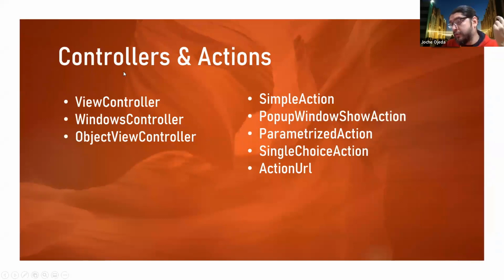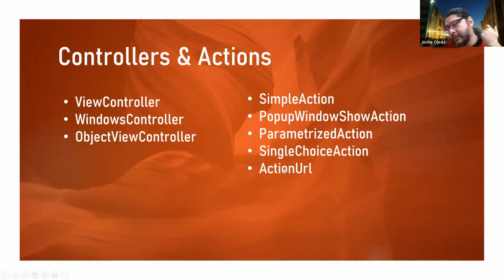So controllers and actions: we have a few types of controllers, so we have a few places where we can put the logic. View controllers, which are code that will execute in a specific view. Window controllers, which are for code that will execute in a specific window. And then object view controllers, which are an abstraction of the first case of a view controller. You tell specifically where you want to run it. This is more like a programming concept because it's a generic type.